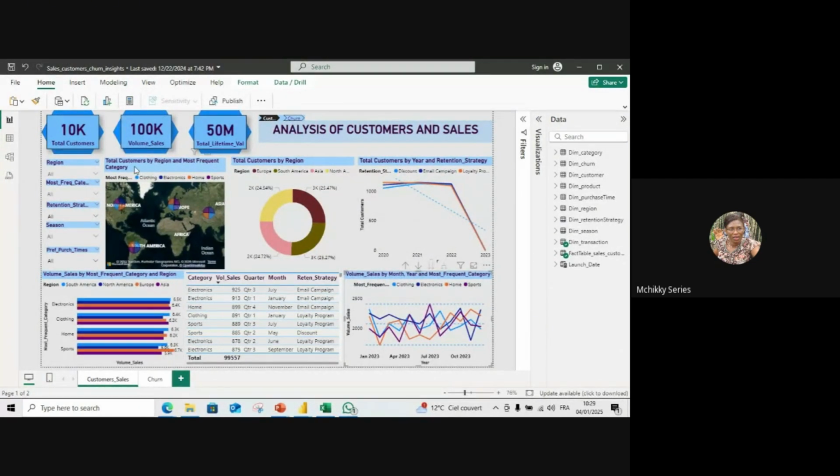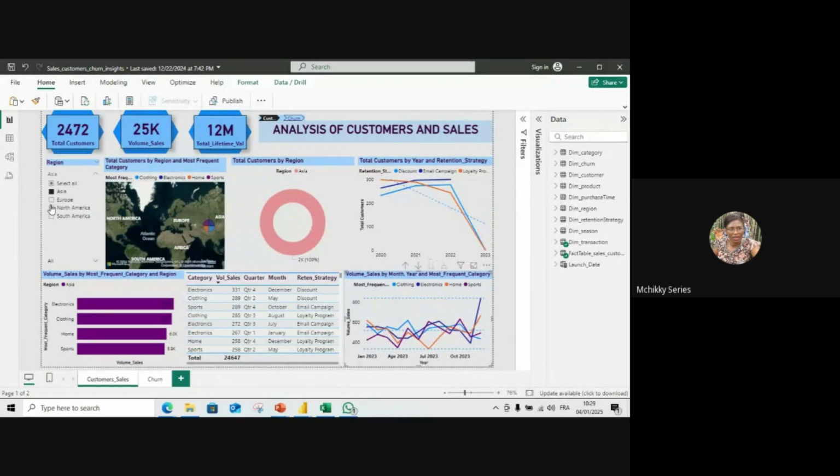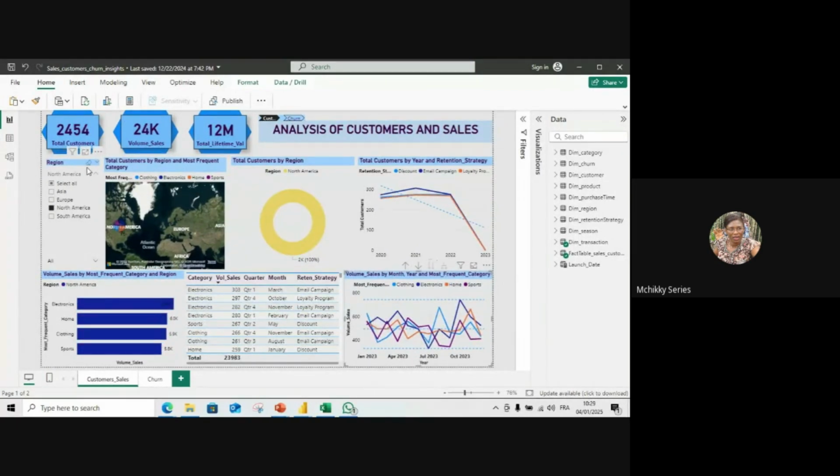Then we have about 5 filters here that can change depending on the continent you want to look at. If you want to look at Asia, you play around with it, and it will give you the total number of sales and where the customers are coming from. Then they also have a retention strategy filter you can play around with, and the seasons.